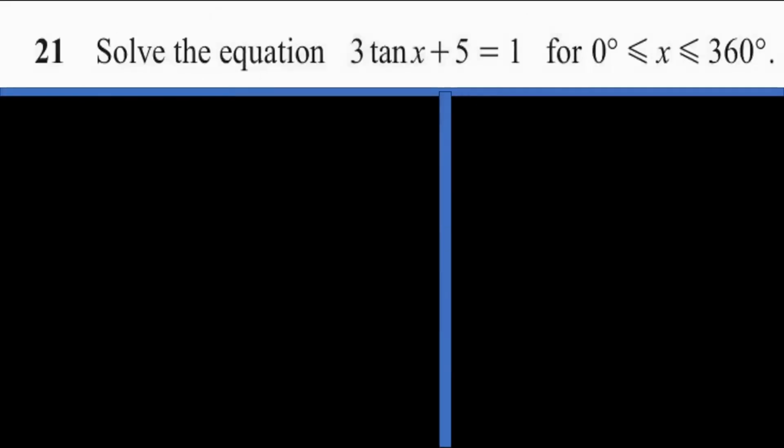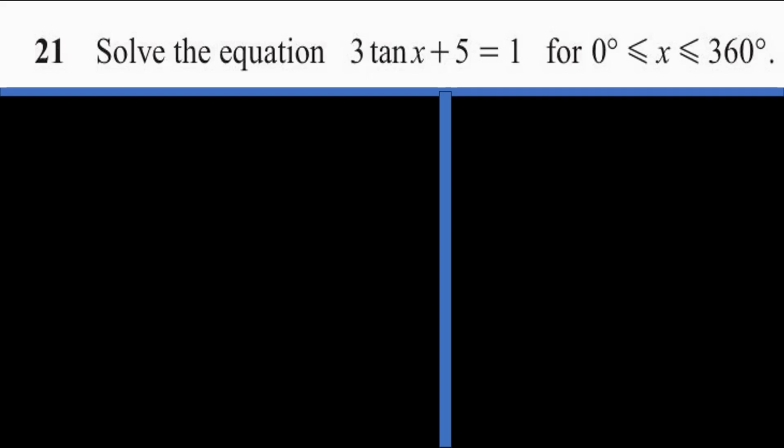Question number 21. We are to solve a trigonometric equation. Solve the equation 3 tan s plus 5 equals 1. And we are given a domain for s. So s is actually between 0 degrees and 360 degrees. Okay, so it's full quadrant. All the angles, where the angles will lie, we are going to work out.